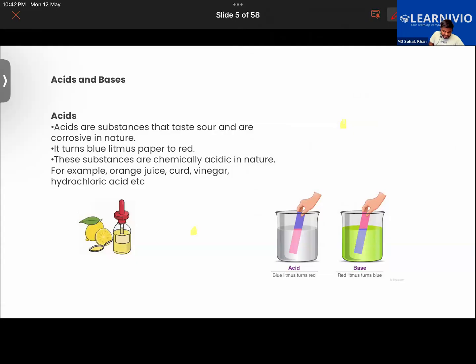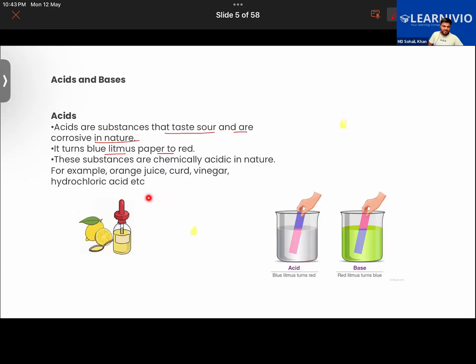Acids are substances that taste sour and are corrosive in nature, meaning that they will eat the surfaces of objects. They can even burn our skin. Then they turn blue litmus paper to red. We'll learn about litmus paper in detail later, but wherever we have to define acids, we must write down this point, that they turn blue litmus paper into red. Litmus paper is basically a type of paper, a type of indicator. If a blue litmus paper is dipped into an acidic solution, it turns red, thereby showing that the given solution is an acid.